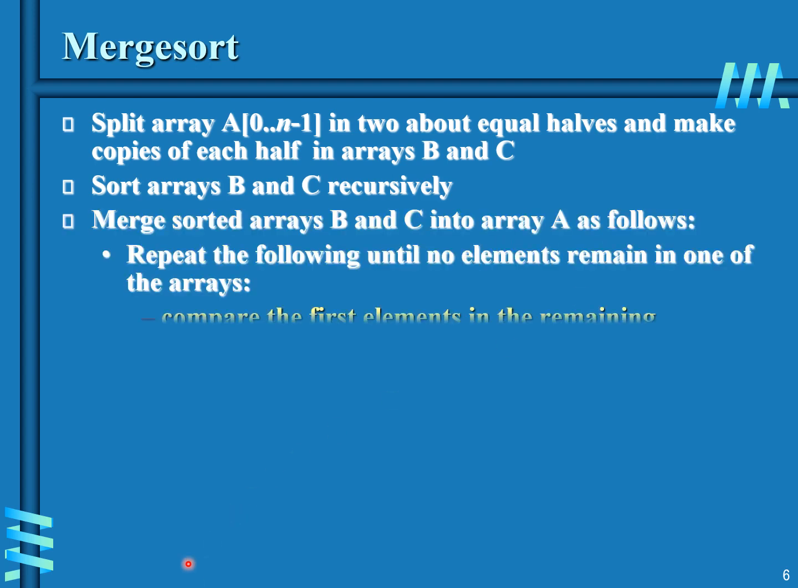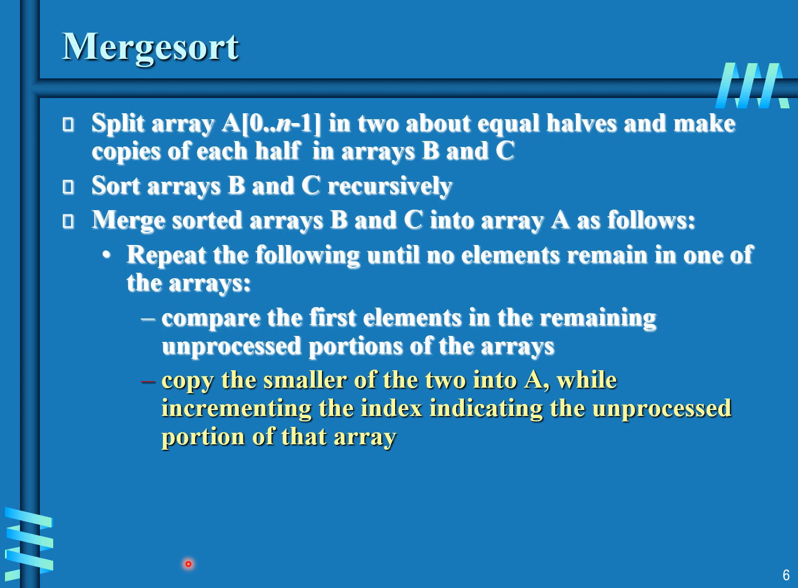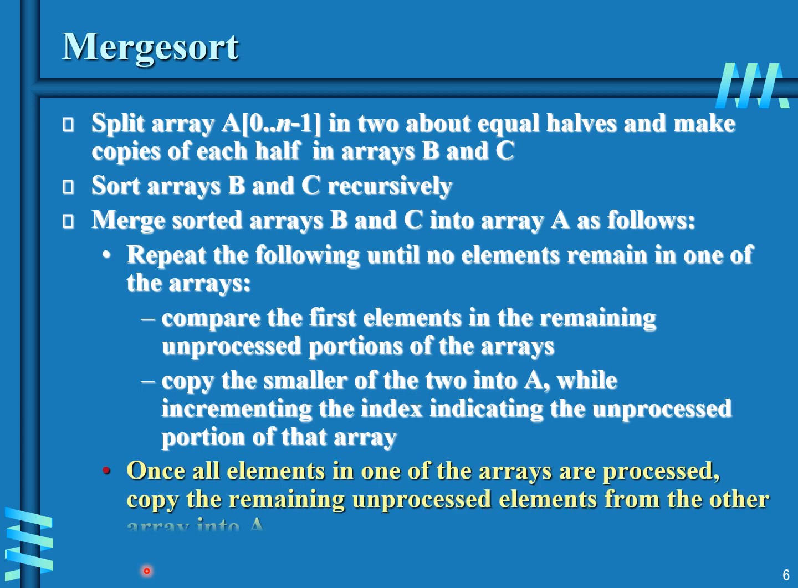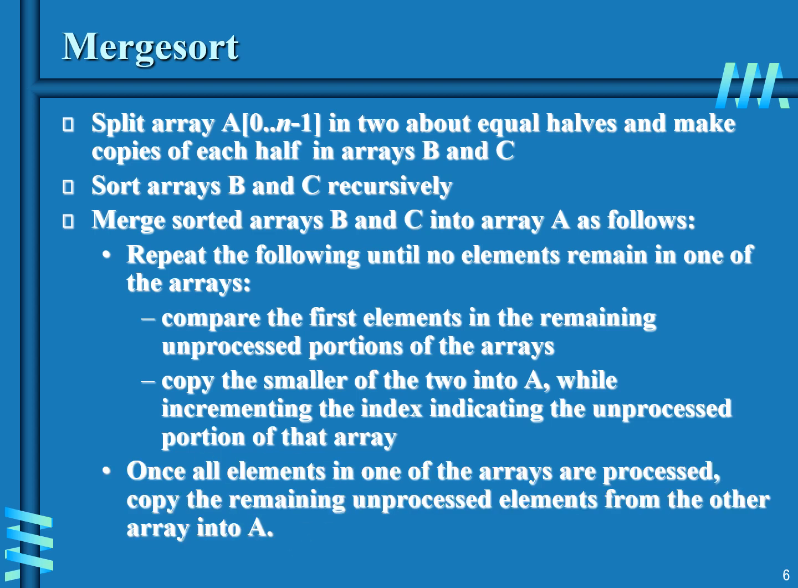So you have to repeat the steps, that is, compare the first elements in the remaining unprocessed portions of the arrays. Copy the smaller of the two into A while incrementing the index indicating the unprocessed portion of that array. Once all the elements in one of the arrays are processed, copy the remaining unprocessed elements from the other array into the resultant array. This is the concept of merging.